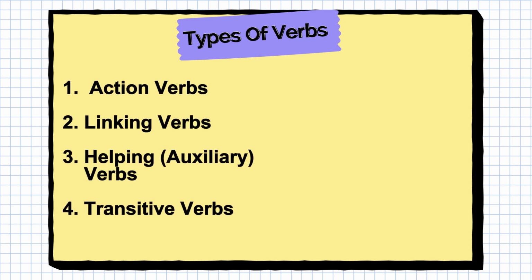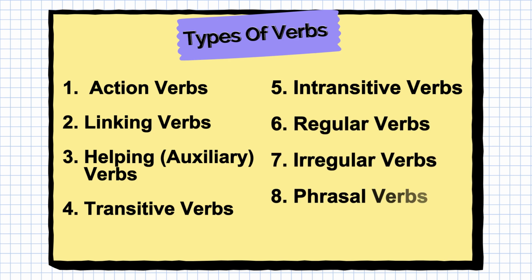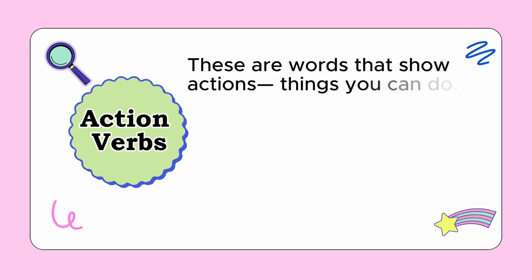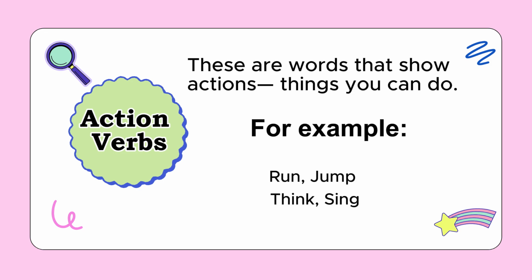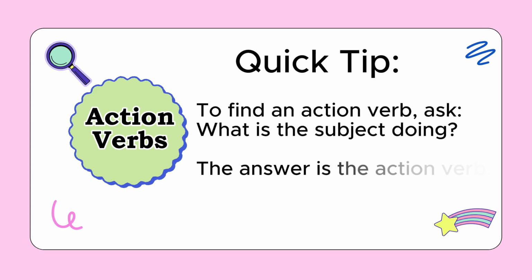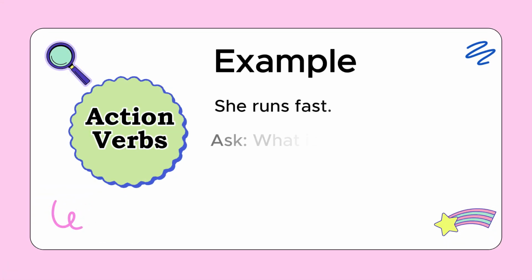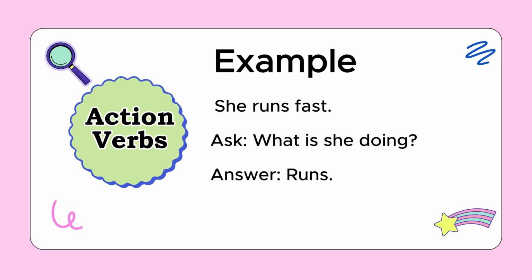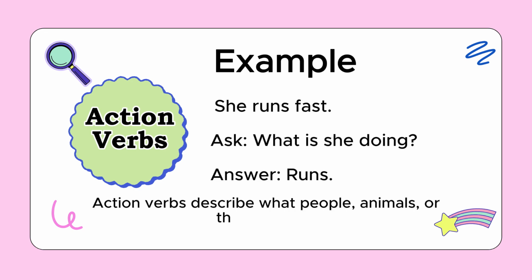On your screen, you can see the different types of verbs. Don't worry if it seems like a lot. We'll go through each type step by step and make it super easy to understand. First, we have action verbs. These are words that show actions, things you can do. For example, run, jump, think, sing. Quick tip: to find an action verb, ask, what is the subject doing? The answer is the action verb. Example, she runs fast. Ask, what is she doing? Answer, runs. Action verbs describe what people, animals, or things can do. It's that easy.